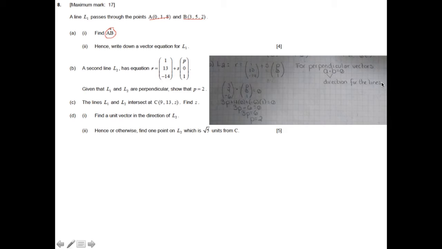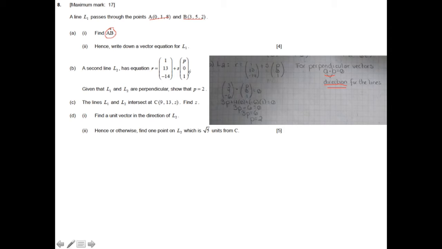Letter B says that a second line, L2, has that equation, and you need to prove that p is equal to 2, knowing that L1 and L2 are perpendicular. Remember, guys, that for perpendicular lines, the scalar product must be equal to 0. In this case, since we are working with lines, you need to identify that you have to work with the direction vector. The direction vector, guys, is always the vector that is multiplied by the variable s or t. Those are the ones that are usually written.